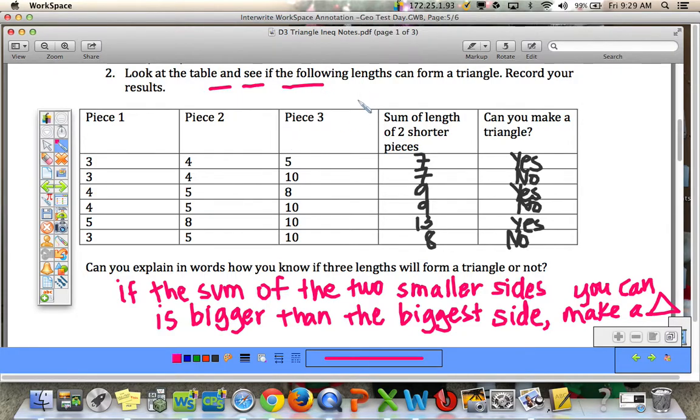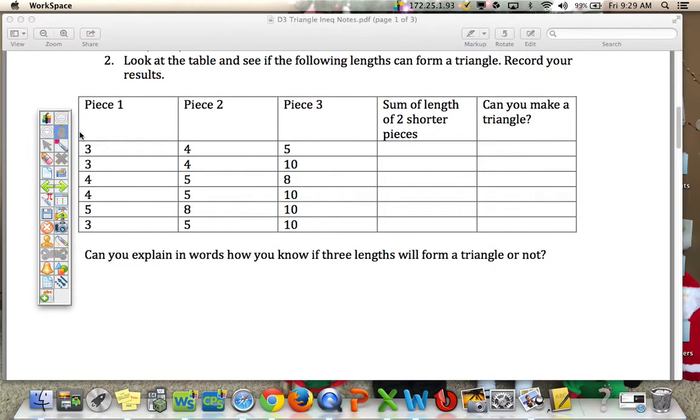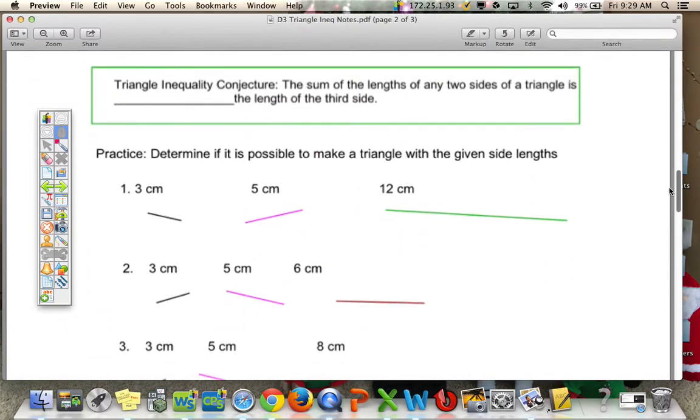And if you try to connect them, so the 1 and the 1, and then the 2, it's going to be too short. It's 2, 1, 1. It's not going to stretch. Think about breaking this piece of 2 centimeters in half to get a 1 and a 1, and then trying to make a triangle. It's going to be too short. So again, the 2 smaller pieces have to be bigger than the biggest piece, or the sides won't reach to make a triangle.